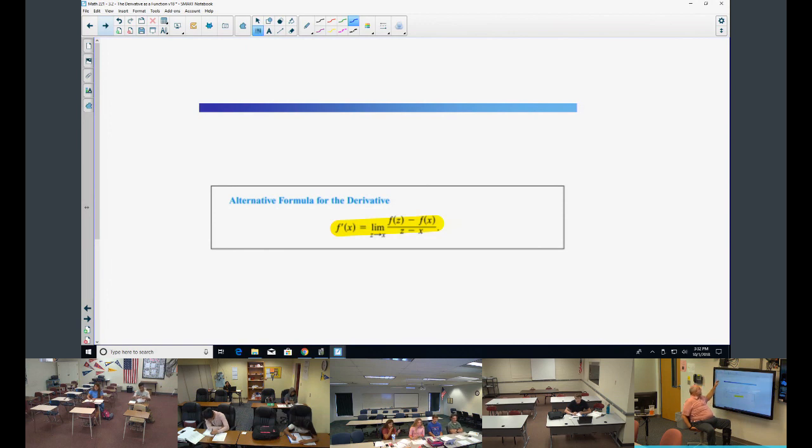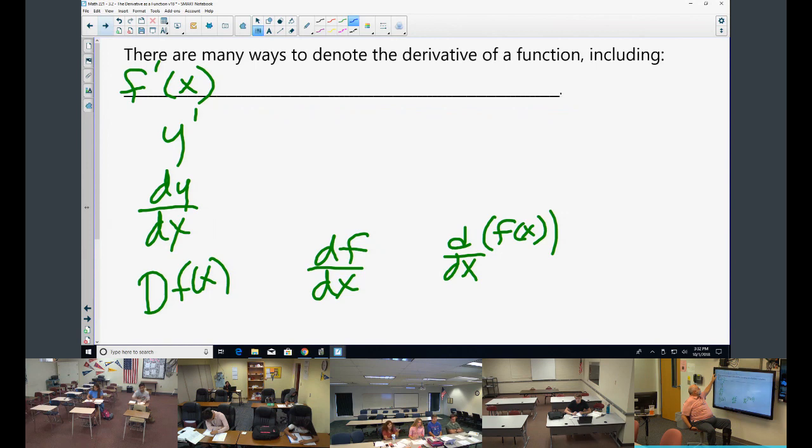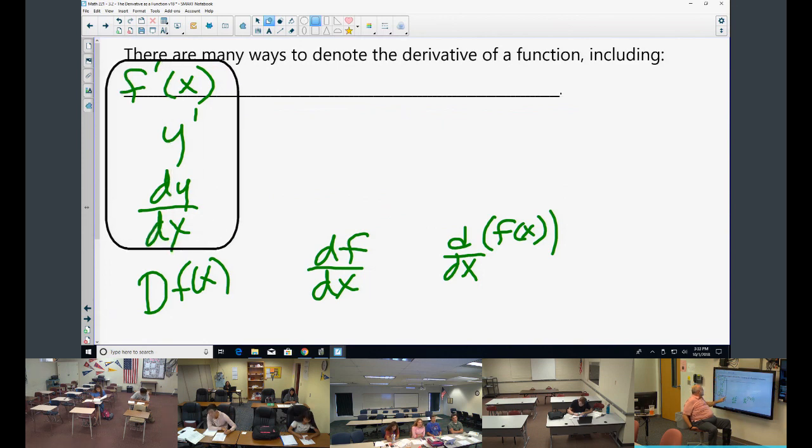So let me kind of, I'll do, so this is the same, is that on your paper, on this paper too? Yes. Okay. So I guess I really wanted to make sure you knew the different ways to denote the derivative. So again, it's these first three are the ones that we use the most.